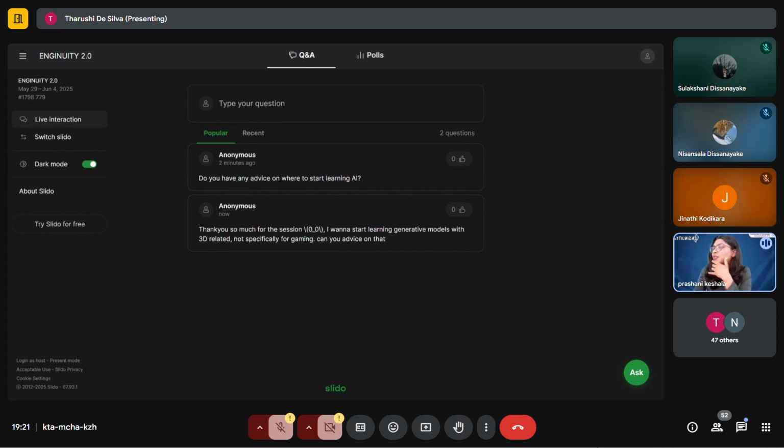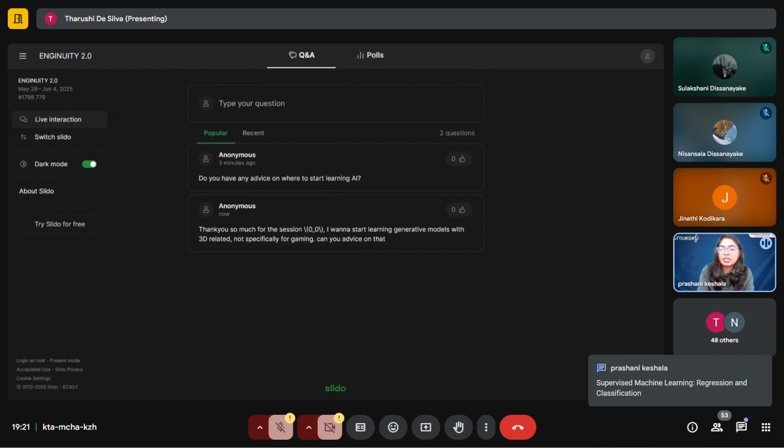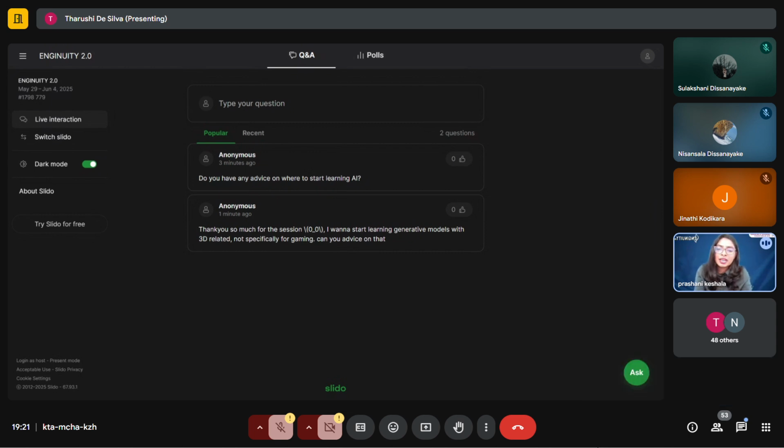It's known as Supervised Machine Learning: Regression and Classification on Coursera. If you want to learn about artificial intelligence, I would suggest that you start with machine learning, because that is like learning C before starting Python. You understand exactly how neural networks come into being, for instance.